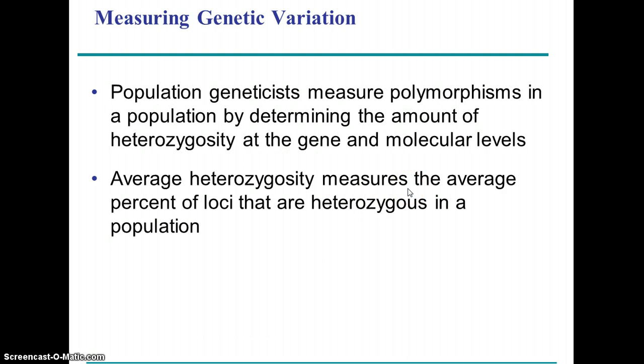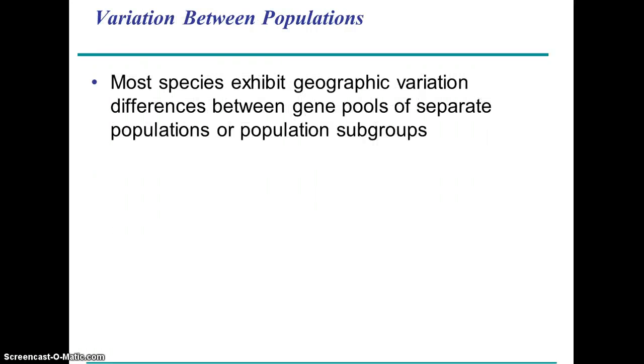How do we measure genetic variation? Well, you look at genotype frequencies basically, and often you talk about levels of heterozygosity. How heterozygous is this population versus being homozygous?